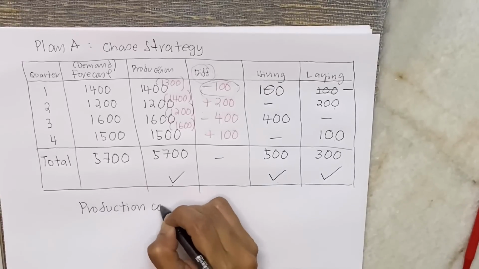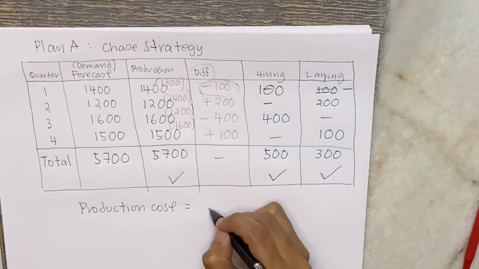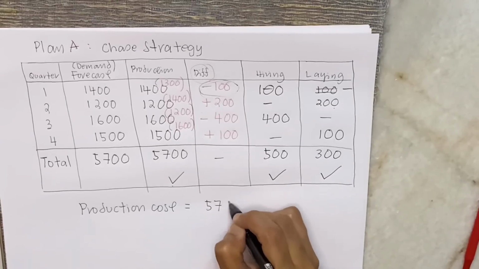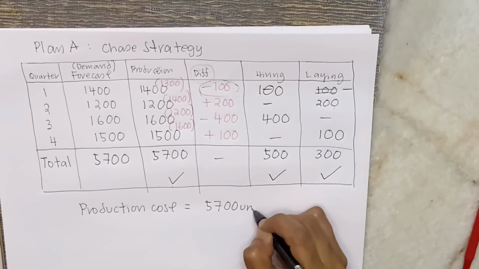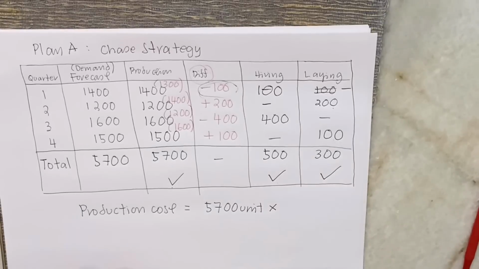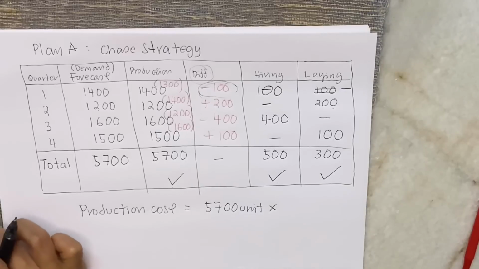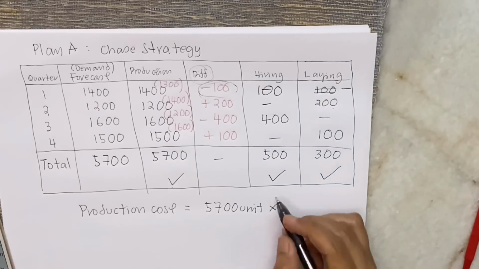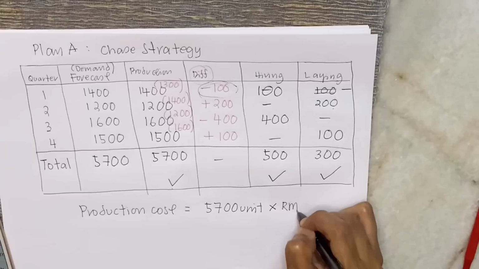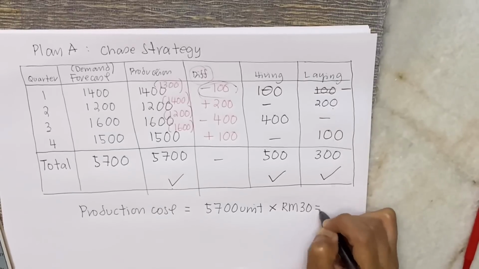Production cost is 5700 units times with... okay, what is the additional information in the table? Okay, they said that regular production cost is 30 ringgit. So times with RM 30. Okay, we got the amount.